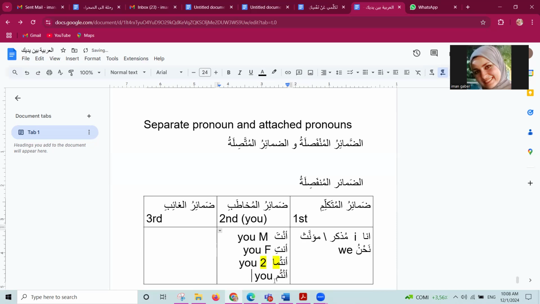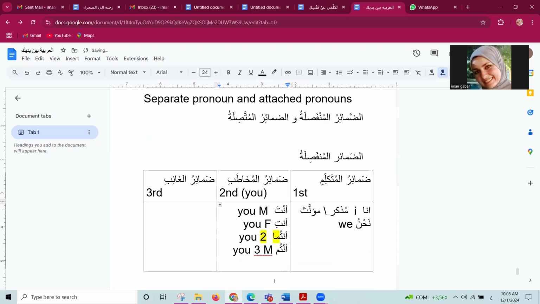أنتم, that's you three. Okay, but you three, remember, it's males. So you're addressing your speech to a group of boys or a group of men. أنتم, starting from three people, three men or three boys, you're addressing them using the pronoun أنتم. And then the last one is أنتن.